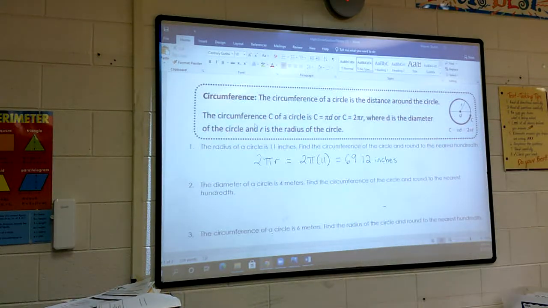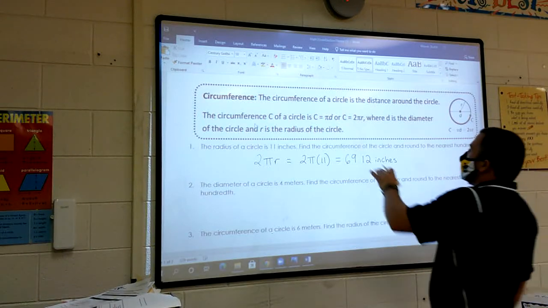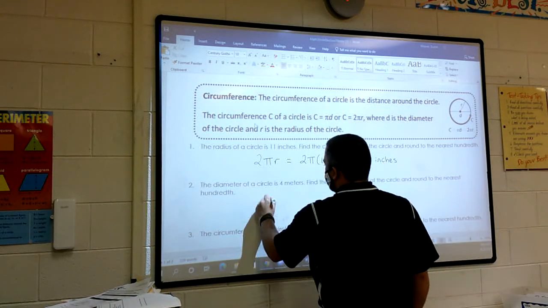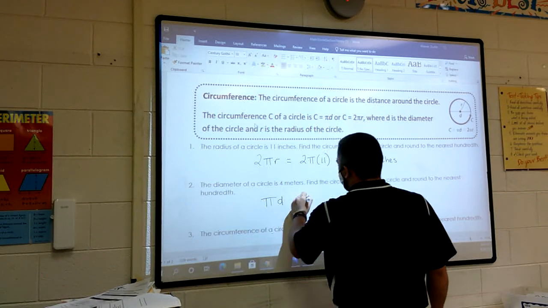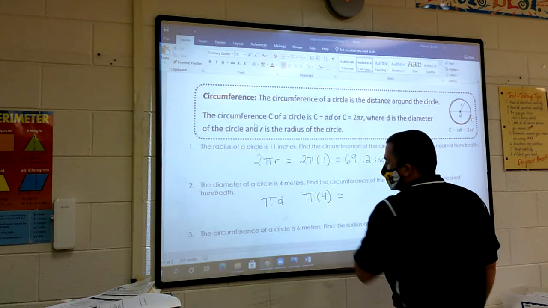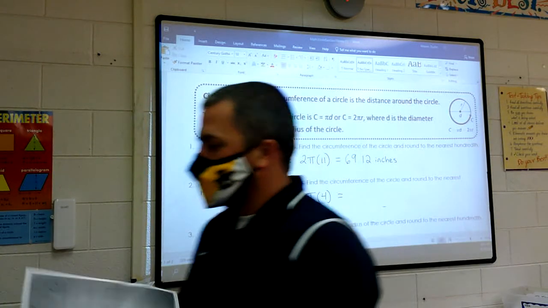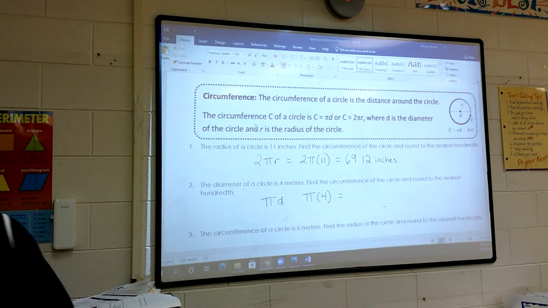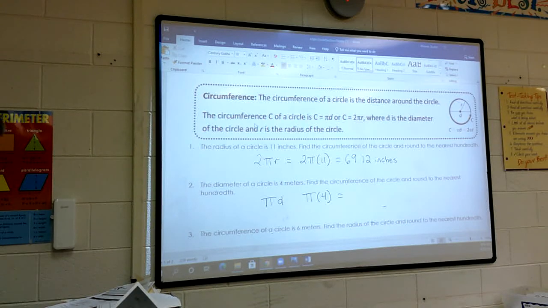Okay. Number 2 says the diameter of a circle is 4 meters. Find the circumference of the circle and round to the nearest hundredth. Same thing. Now, in this case, you could use the same formula I used at number 1 and plug in 2, because if you know the diameter is 4, you know the radius is 2. But you can also use the other formula and say that's just pi d, and the diameter is 4. So we're saying 3.14 times 4, so we're going to get 12 something. 12.56.